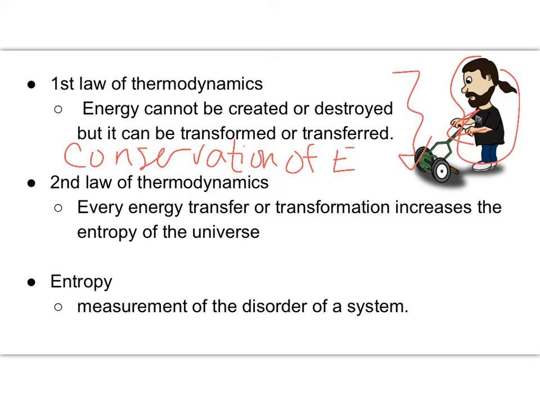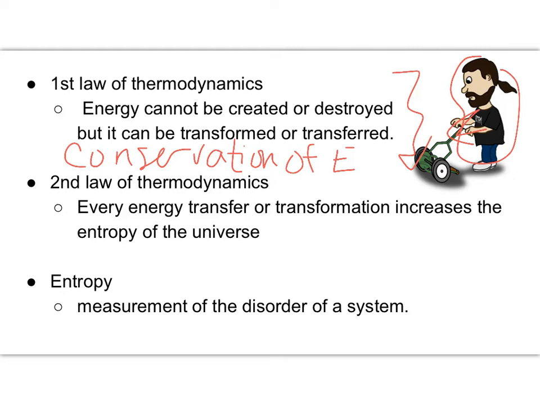So light energy was transferred into chemical energy. So there's energy conservation happening all around us as we transform or transfer the energy. But again, it cannot be created nor can it be destroyed.